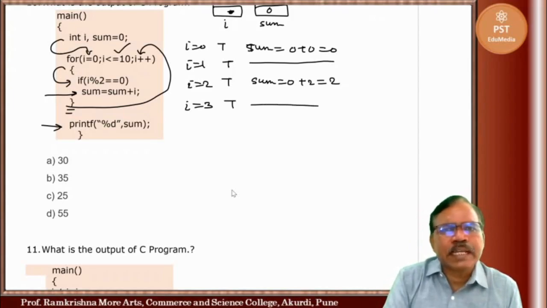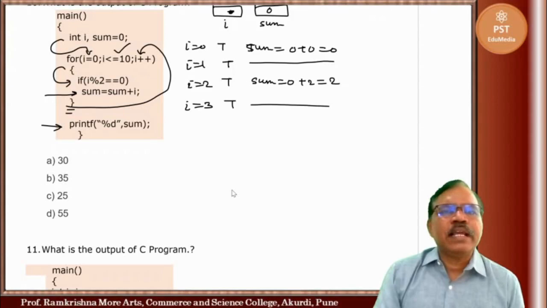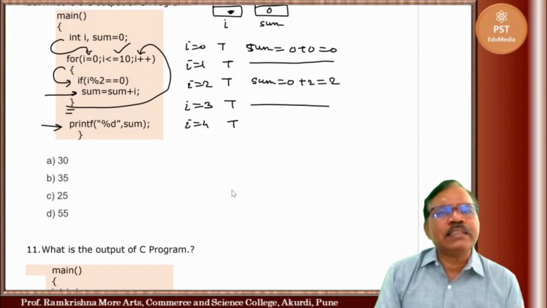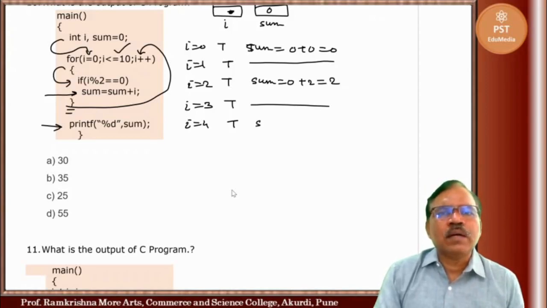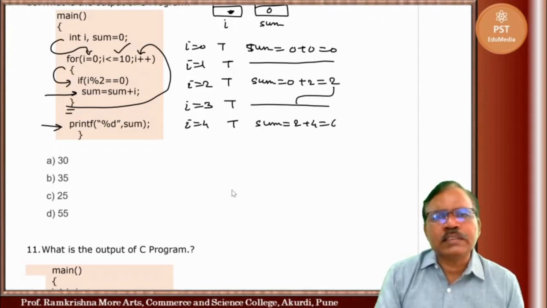So the sum statement is not executed. Then i becomes 4, the condition is true, i % 2 == 0 is true. So sum equals, earlier sum is 2, so 2 plus 4, that is 6.